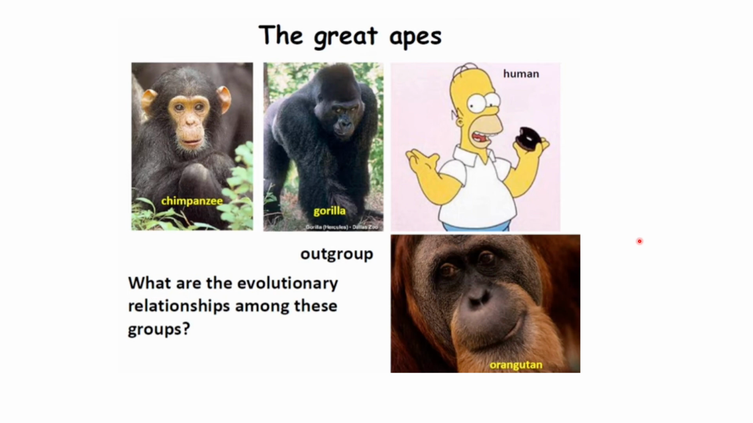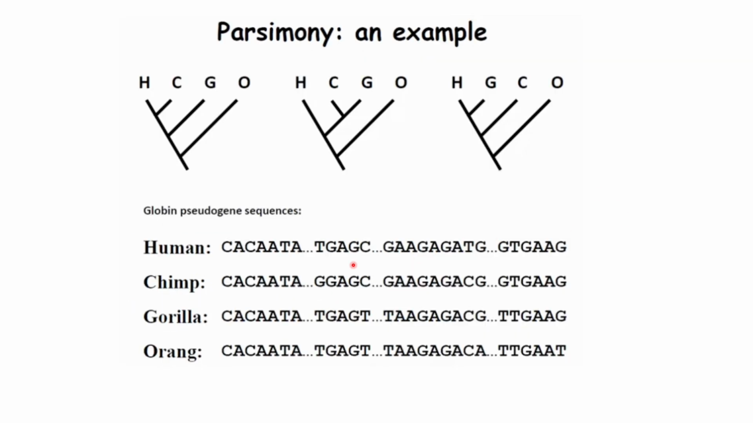So to understand the maximum parsimony method, let's try to construct the evolutionary relationship of the great apes, the chimpanzee, the gorilla, the orangutan, and humans. To construct the phylogenetic tree, we choose the globin pseudogene nucleotide sequences that are conserved across all these organisms. Just looking at these sequences at most sites like here and in here, we could see that the orangutans are different from the rest of the three, and so it would be considered as an outgroup, while the other three taxa, the human, the chimpanzees, and the gorillas, could be placed by any of these combinations.